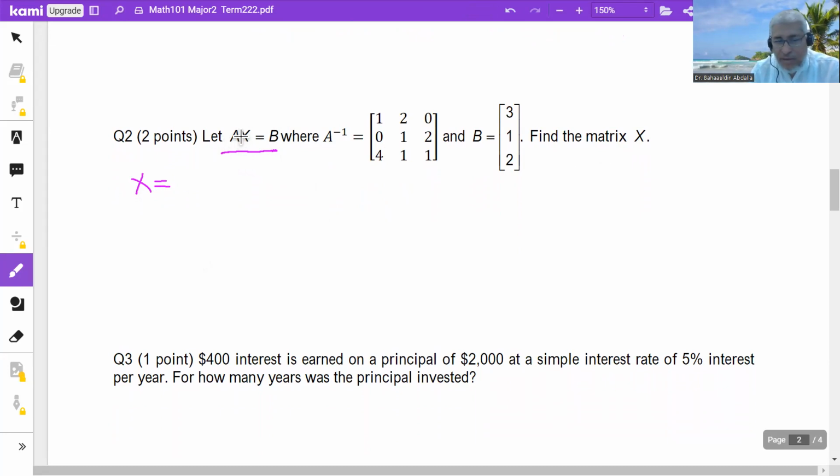So how can we get rid of A? We multiply by A inverse. A inverse times A would be I, identity. Identity times X will be X. So X will be A inverse times B. So we multiply both sides by A inverse. This would always be the answer. Well, he gave me A inverse in the question.